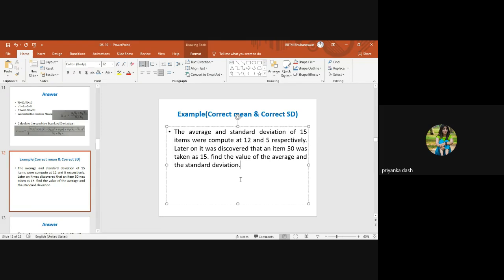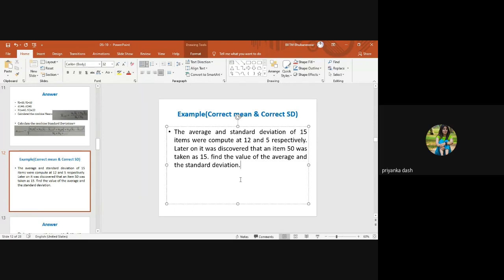Here is the problem statement: the average and standard deviation of 15 items were computed as 12 and 5. From the first sentence, you already observed the number of items is 15 and the mean value is 12. The standard deviation is given. Items means your number of observations. The mean value is 12 here. Standard deviation is 5 here.